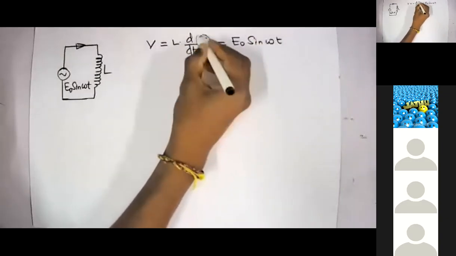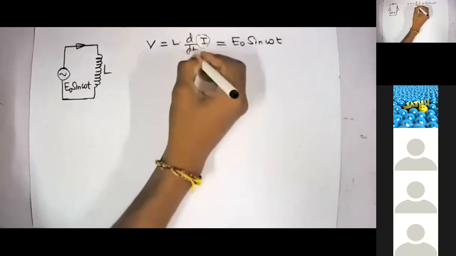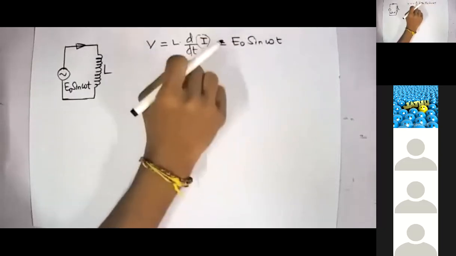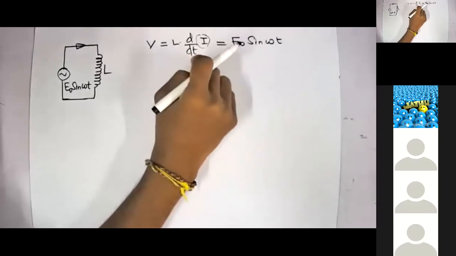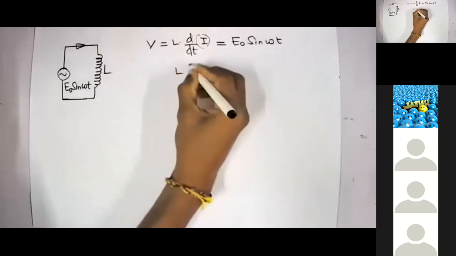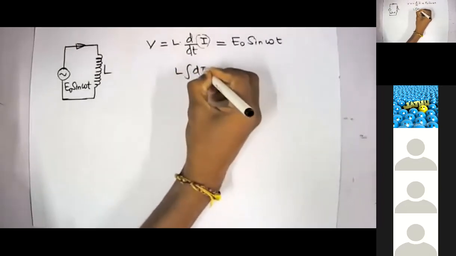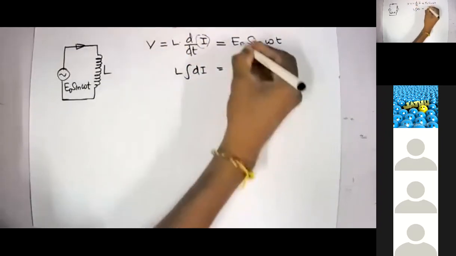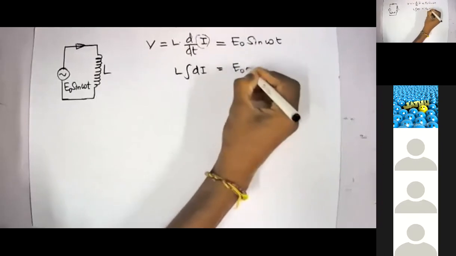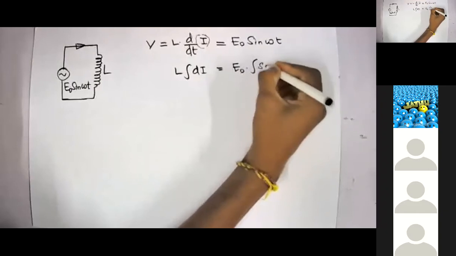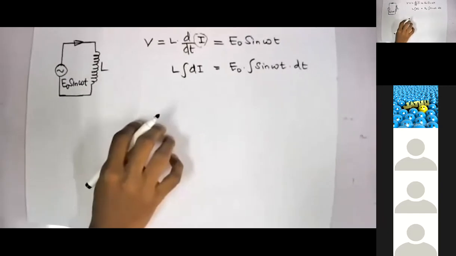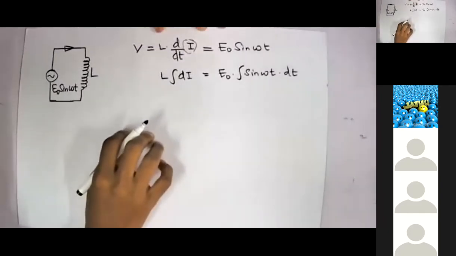Your question is I, but in terms of differentials, right? So just integrate both sides with respect to time t. So I can write this one as L into di. Am I right? This di will be there, dt will go to the other side. E naught is a constant, so I can write it as E naught into integration sine omega t into dt. Clear?